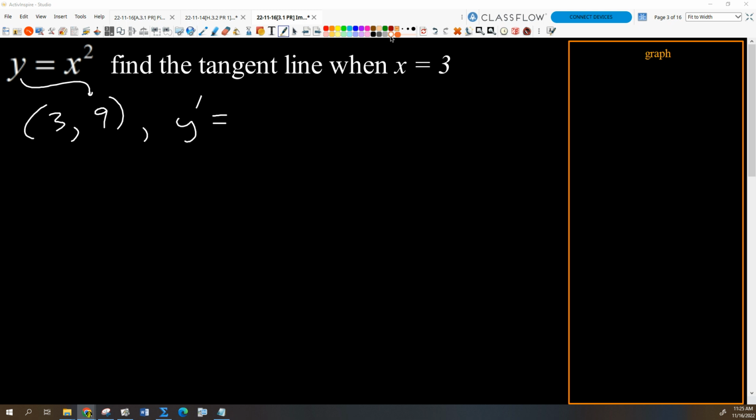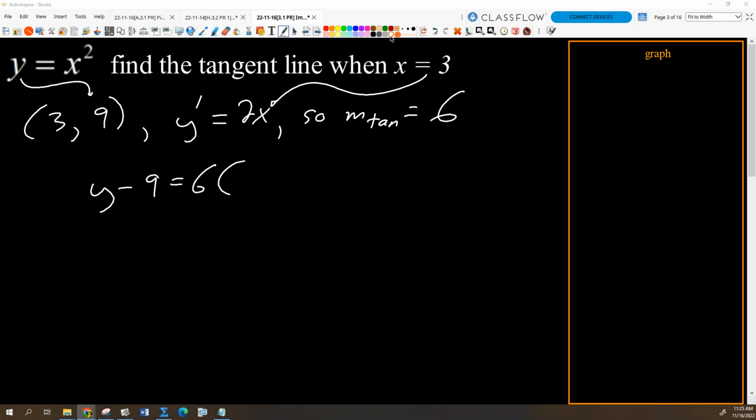What is the derivative of x squared with respect to x? 2x. So what's the slope of our tangent line then? 6. Yeah, because all I'm doing is plugging 3 in for x, right? So I'm getting 6, and this is easy. Now I just use point slope. Y minus 9 equals 6 times the quantity x minus 3, right?